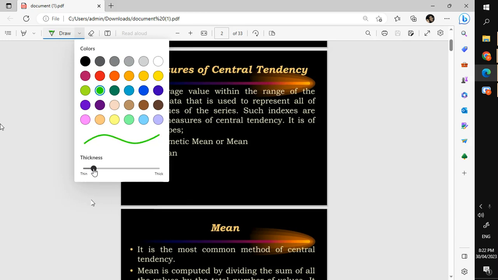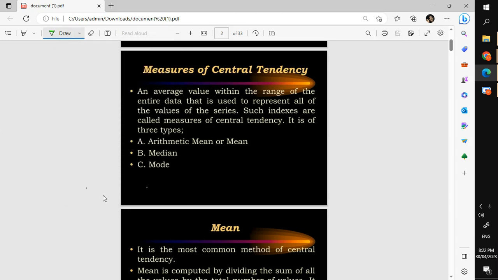This will be focused more on the measures of central tendency and the measures of dispersion. This is very important because it is useful in statistics. Let's talk first about the measures of central tendency. An average value, when you talk about measures of central tendency, is an average value within the range of all the entire data that is used to represent all of the values of the series.